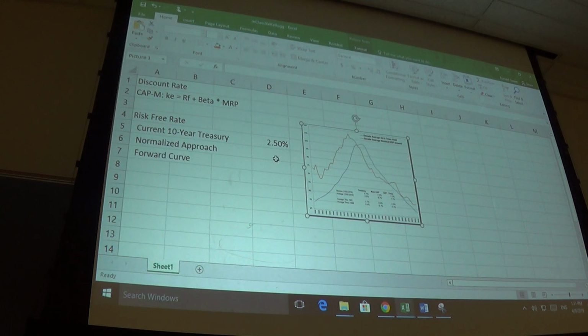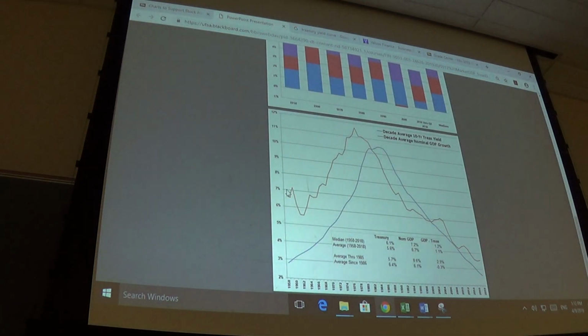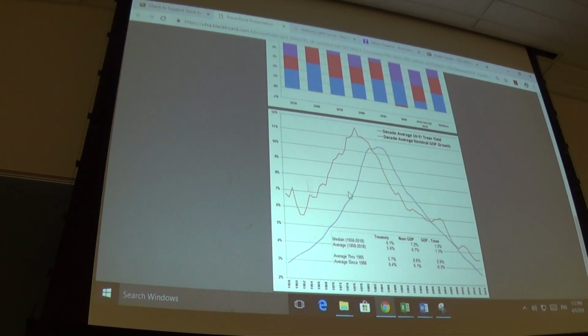The normalized approach says there should be some relationship between the 10-year Treasury and economic growth. The relationship is not real stable. We talked about in class that historically, the economy has grown a good 1.5% higher than the 10-year Treasury. I even show you the difference, almost 3%. But since 1986, they've been almost the exact same number. You might say, since 86, the 10-year Treasury has essentially equaled economic growth.